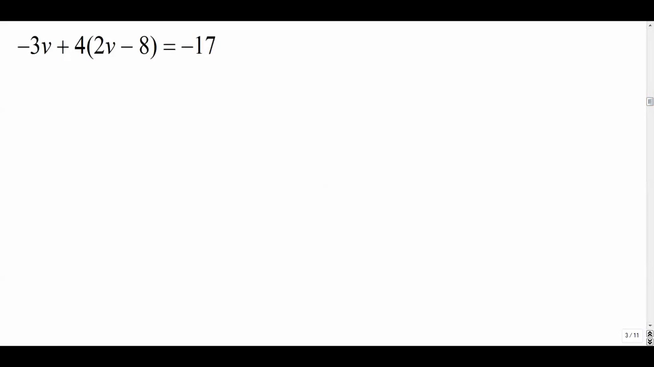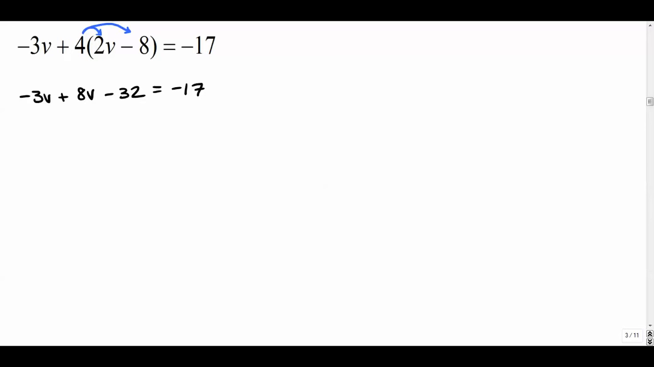More distributive property stuff. I'm looking at a 4 outside of a set of parentheses, so I'm going to use my little arrows that'll help me multiply. So negative 3v plus 4 times 2v is 8v minus 32.